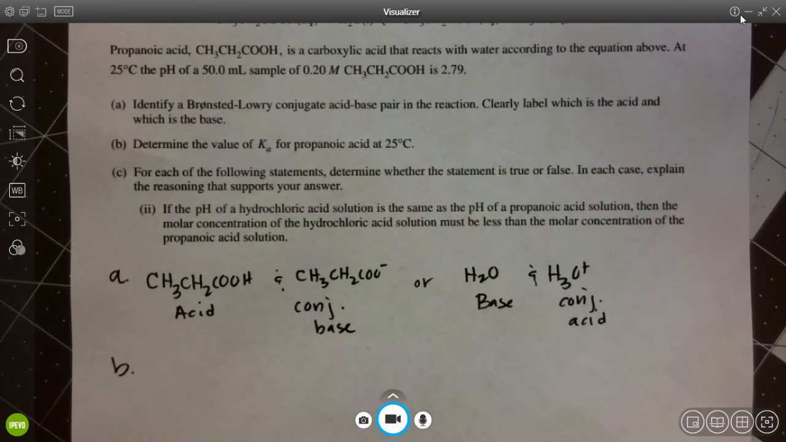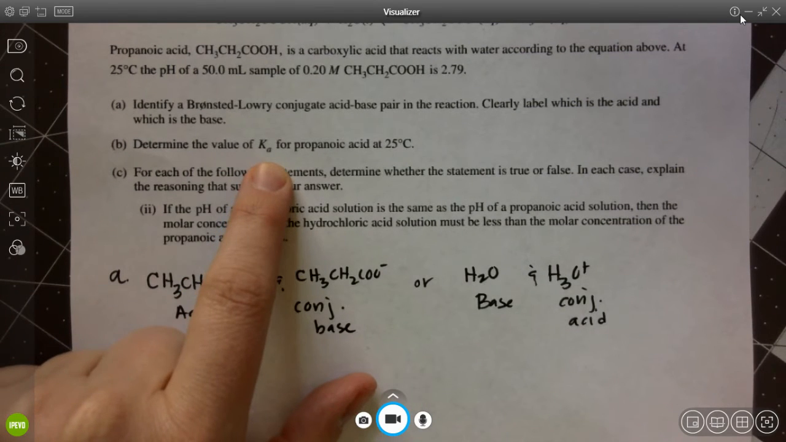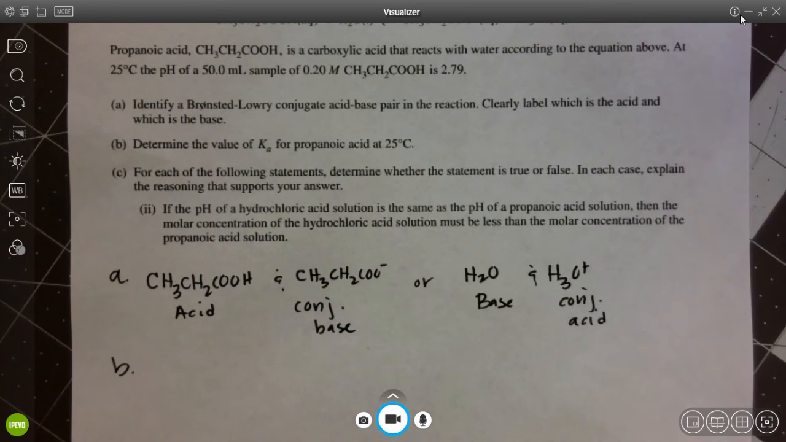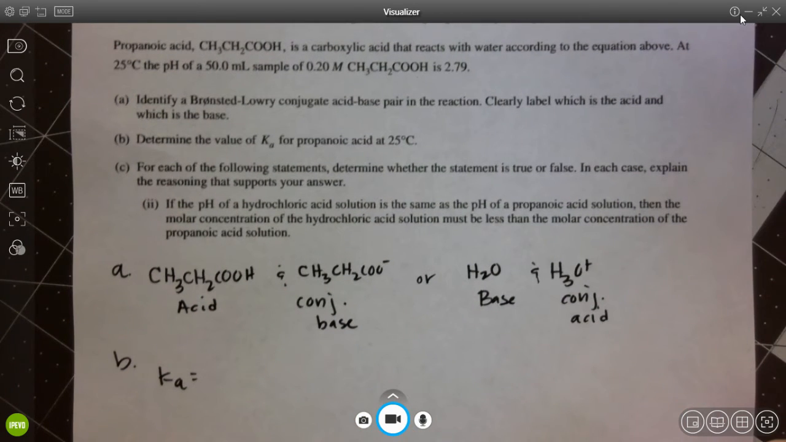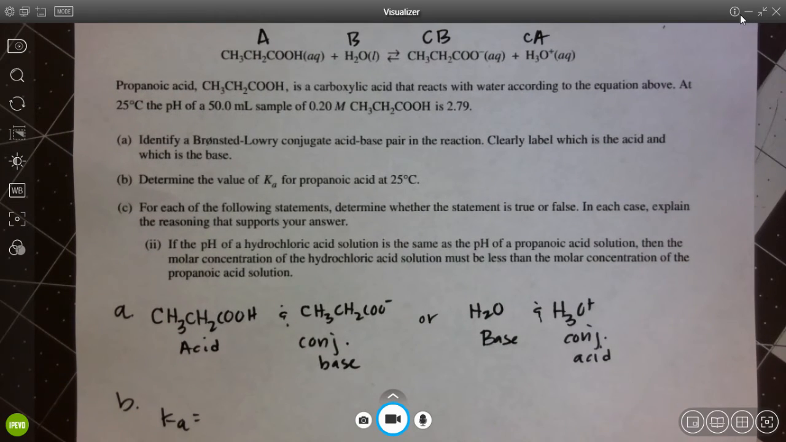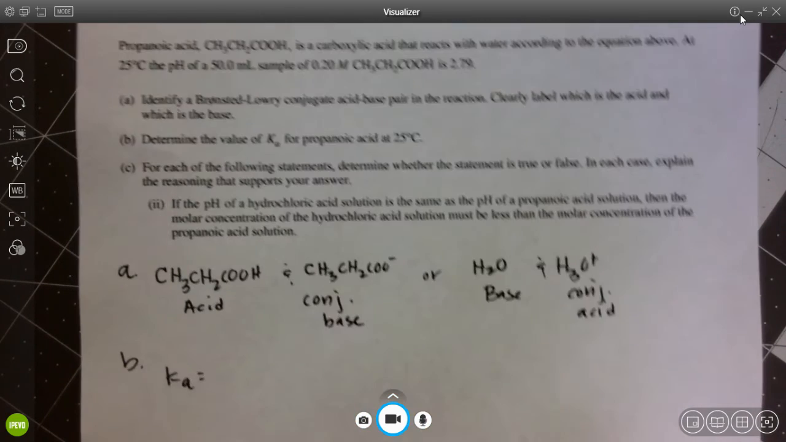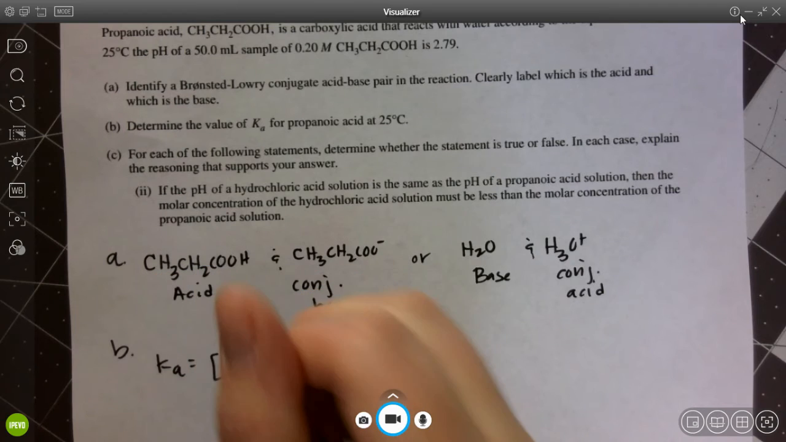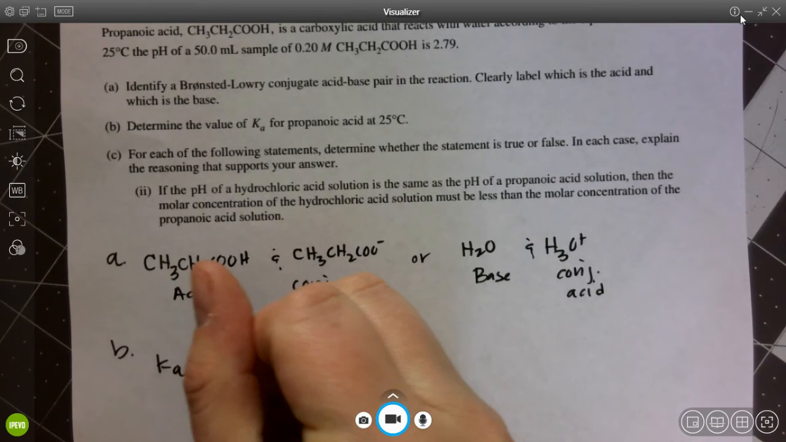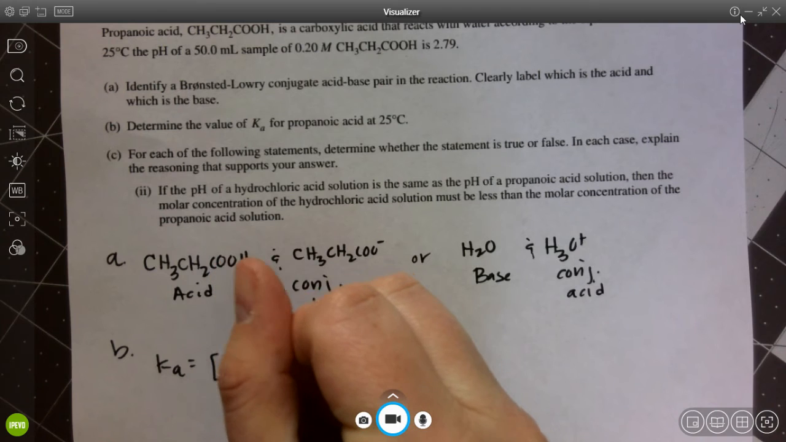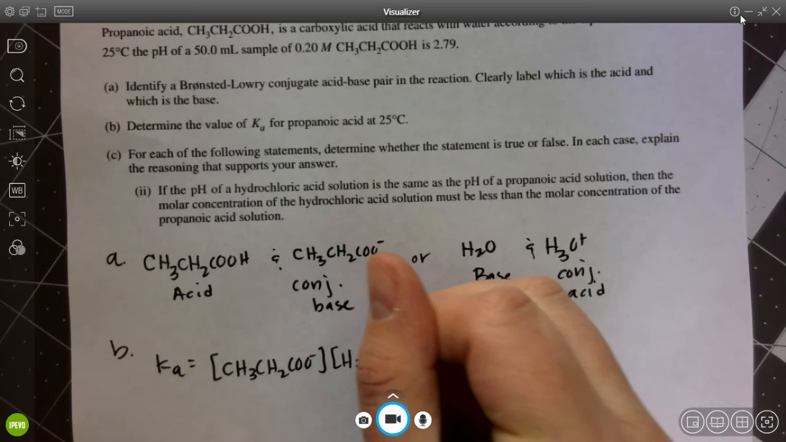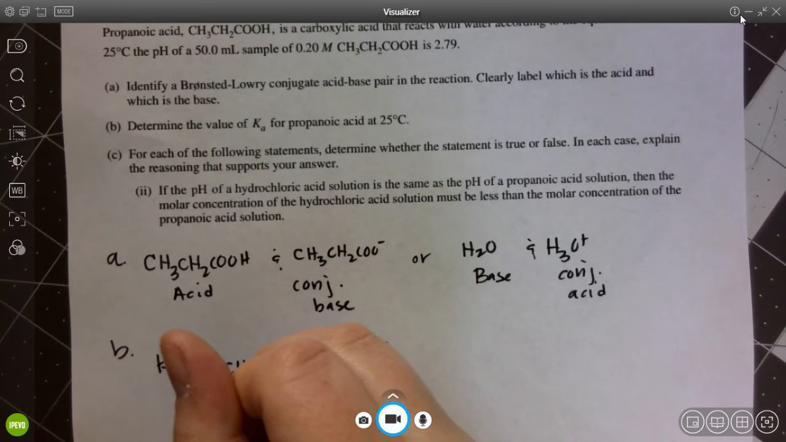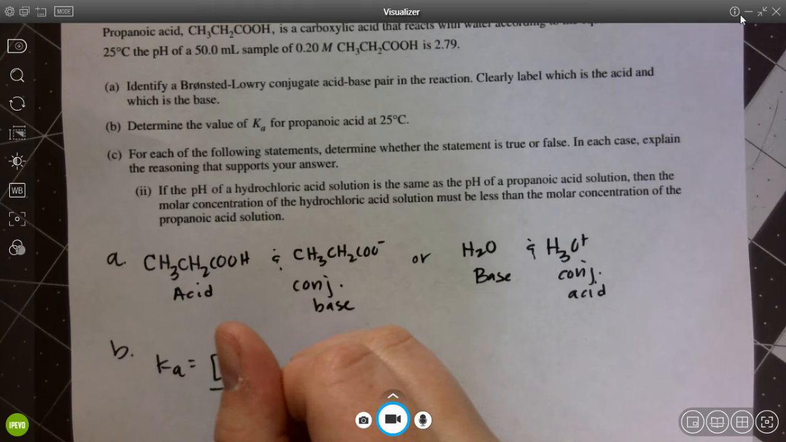B then is our actual problem. It says to determine the Ka for propanoic acid at 25 degrees Celsius. We do not have that Ka value, but what we do know is that Ka is equal to, and I'm going to have to keep sliding back here, remember this reaction. So my Ka is going to be equal to that conjugate base times the concentration of H3O plus, divided by the concentration of my original acid.